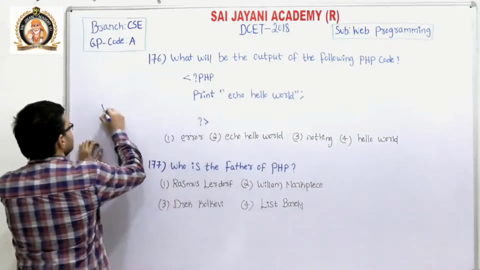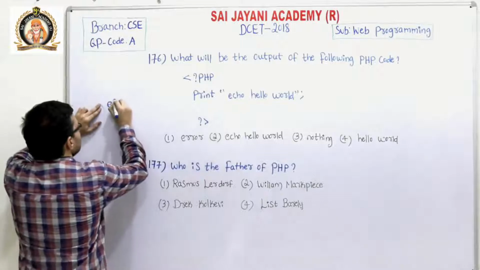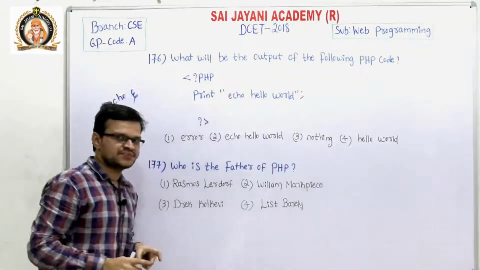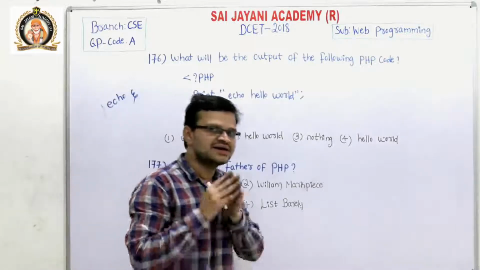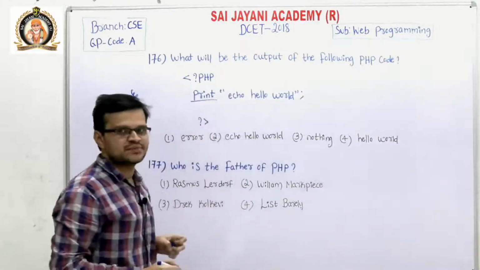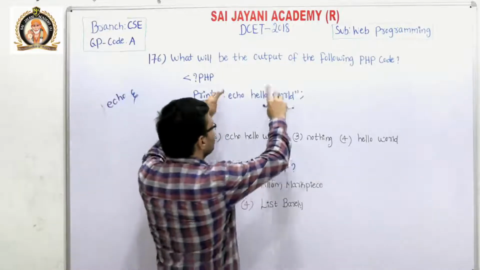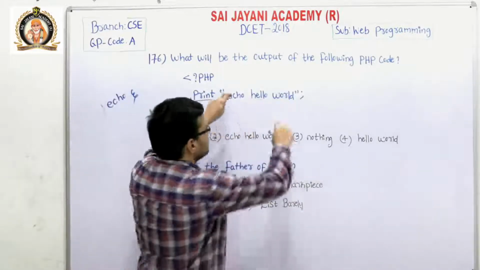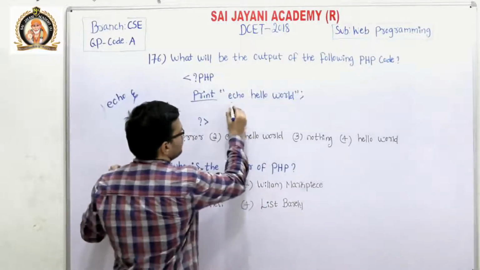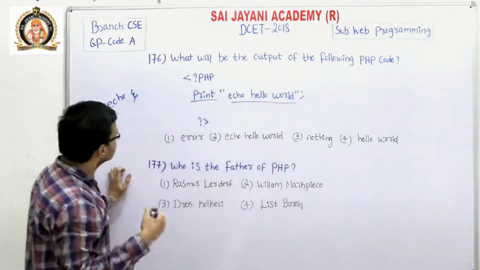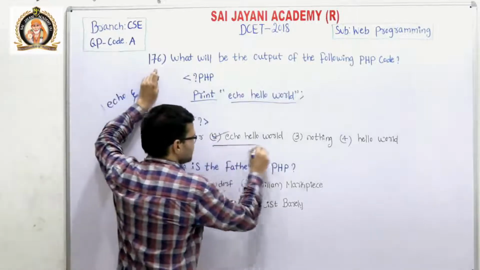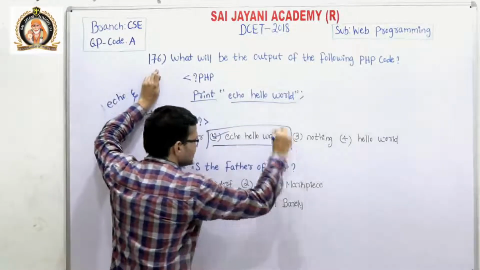Echo and print are the two statements that are used to display data, but in this code we are using the print statement, so whatever we have written inside the double quotes will be displayed on the screen. So echo hello world is displayed on the screen. So for question number 176, the second option, that is echo hello world, is the right answer.